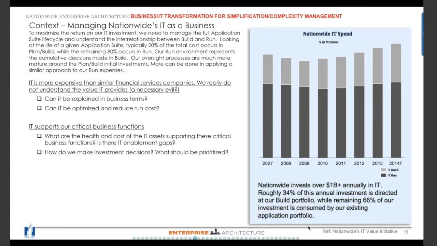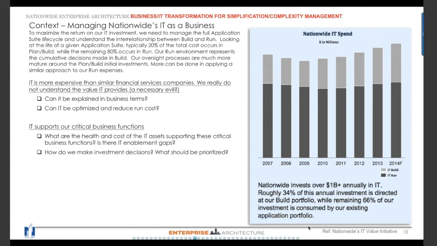Back about 3 years ago, the Nationwide board, Nationwide has, as Mike mentioned earlier, we spent about $1.2 billion in IT, and more than 66% of that budget is spent for run. That means just to keep the lights on. And just to give a little context, our Nationwide board members are mostly farmers, and they really do not understand IT.